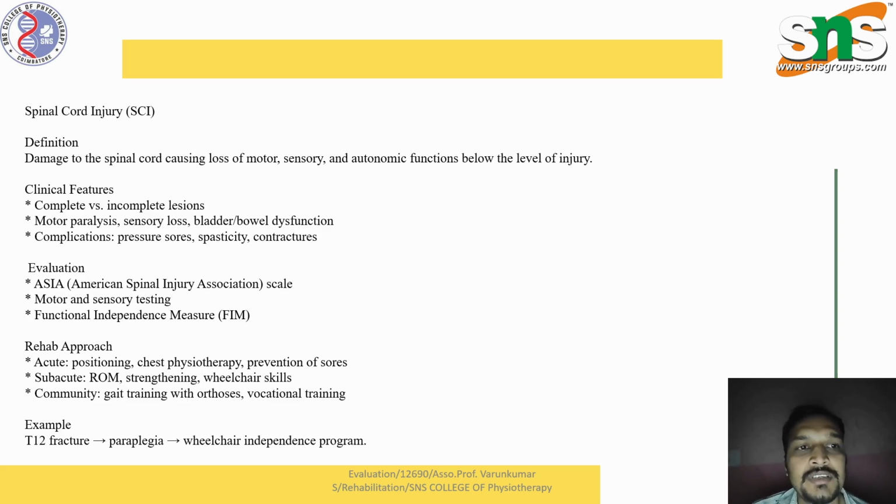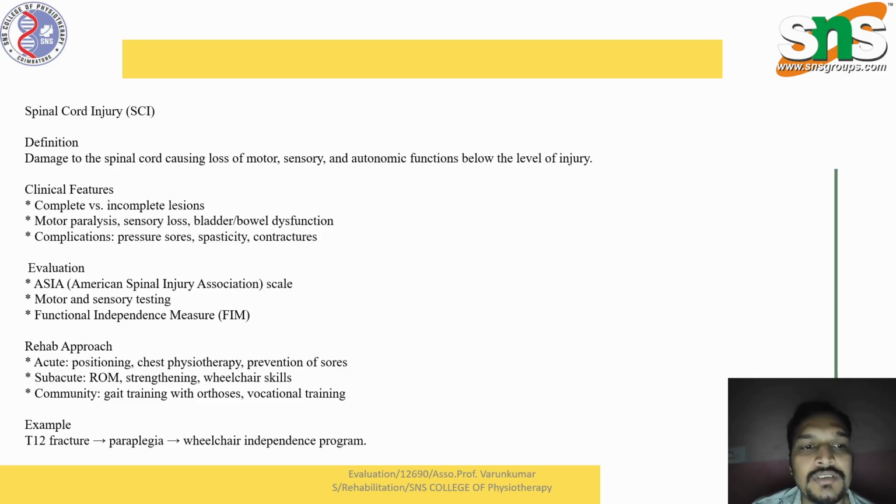The clinical features depend upon the area involved. There can be a complete cord injury or an incomplete cord injury, and the features may change. There will be motor paralysis, sensory loss, and bladder or bowel dysfunction. The complications present as pressure sores, spasticity, and contractures. The evaluation of spinal cord injury may be through the ASIA scale, motor and sensory testing, or the Functional Independence Measure scale.